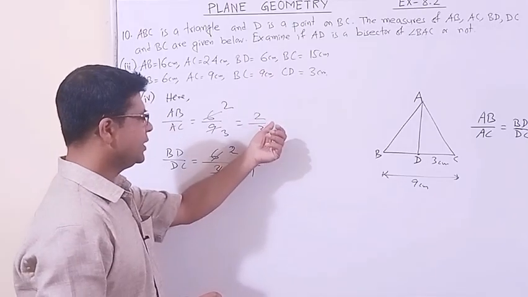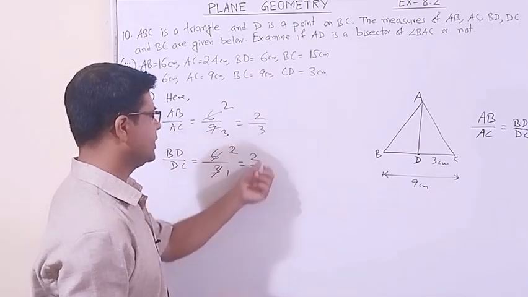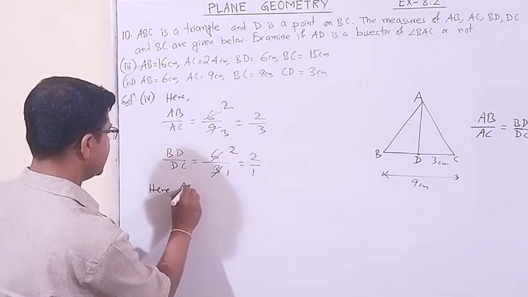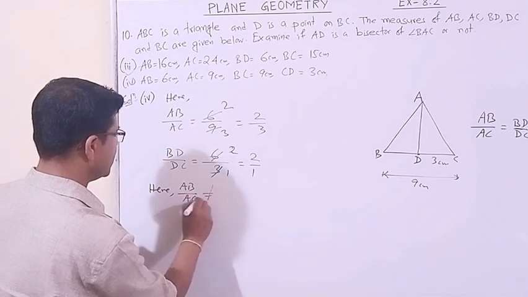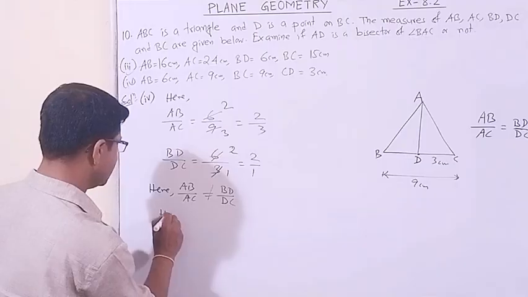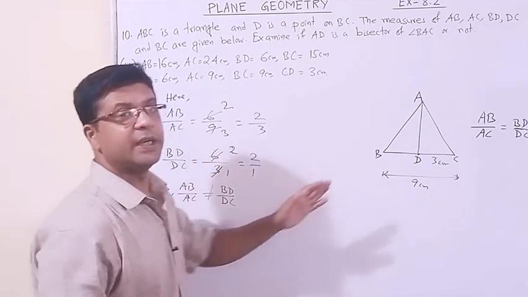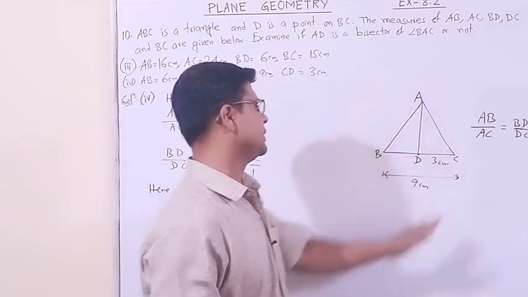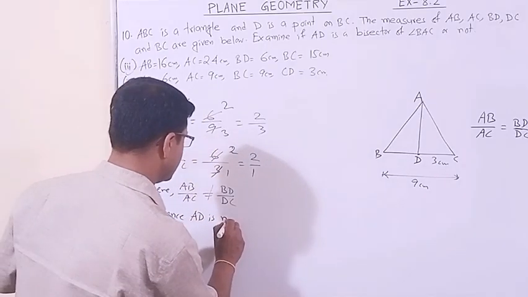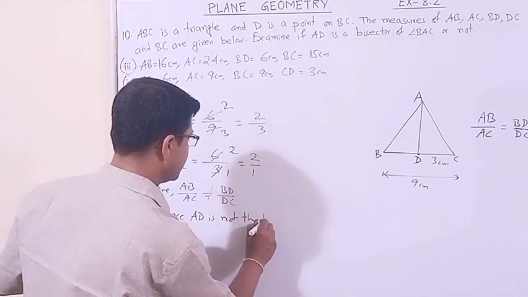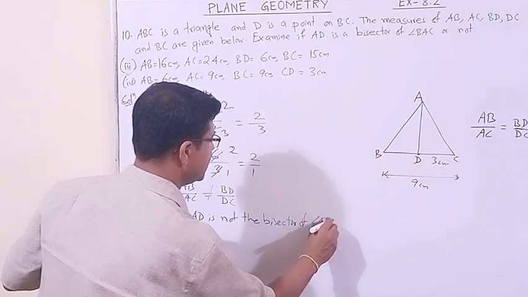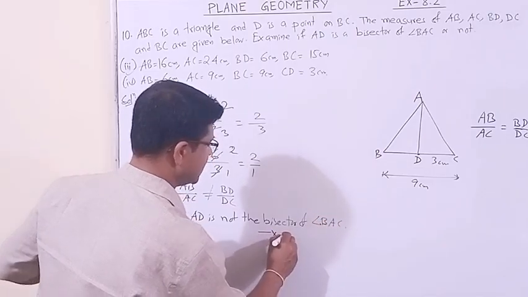Alright. Now do you think they are equal? They are not equal. This is 2 by 3, this is 2 by 1. So here AB by AC is not equal to BD by DC. Hence, what is the conclusion? AD cannot be the angle bisector of angle BAC. Hence, AD is not the bisector of angle BAC. Is it alright?